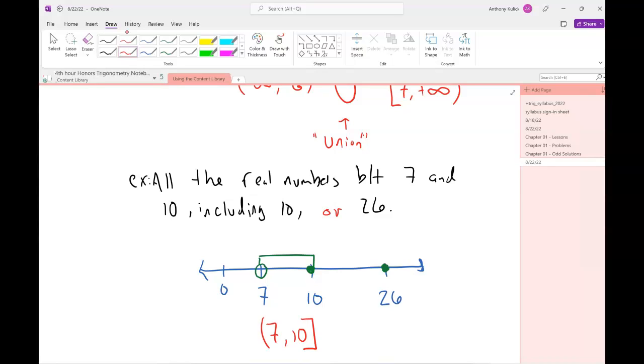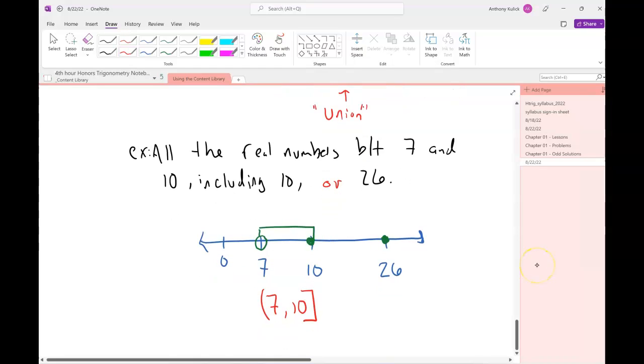Okay, but how do I include just the 26? Well, is that a continuous amount of numbers? No, that's just one single number, right? It's not like all the numbers between two values. So should we use interval notation to describe that? No, that's just another set, right? A set with one value. So we'll just use the set brackets to describe that.